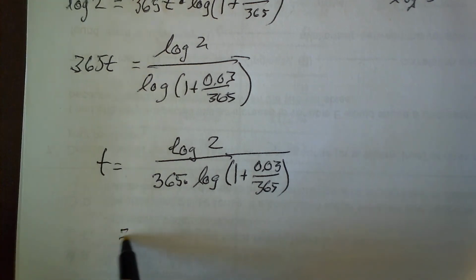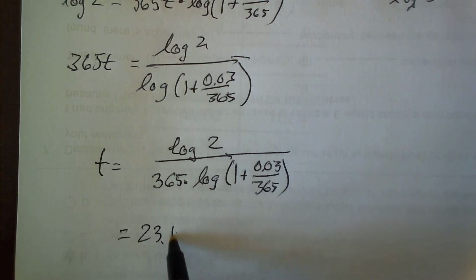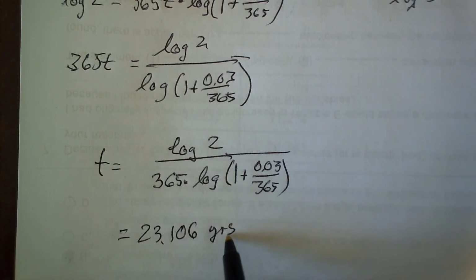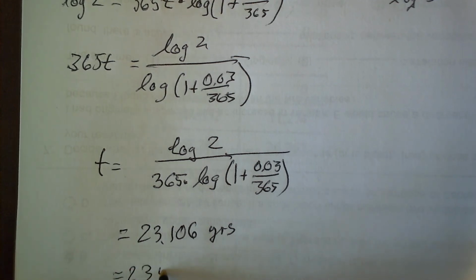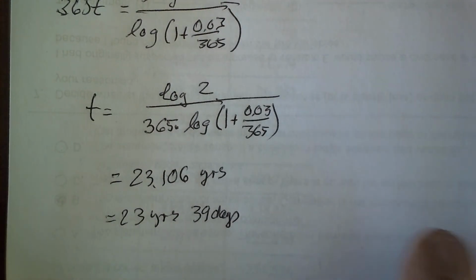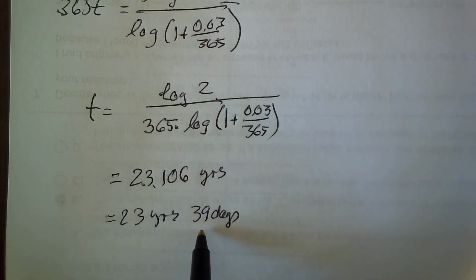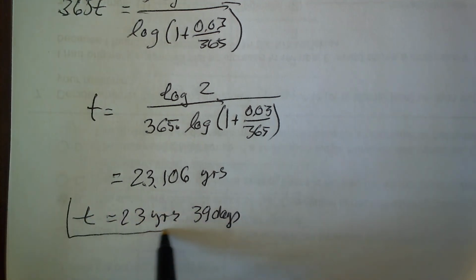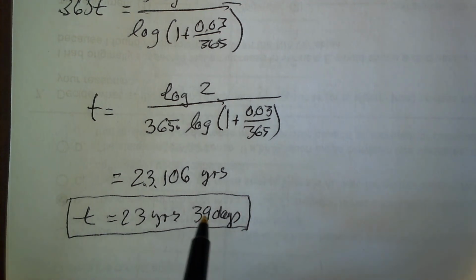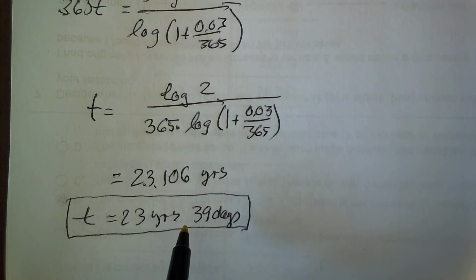And that turns out to be 23.106. And remember, this is now years. And that's not a very helpful expression, except for the 23 years. So what is 0.106 of a year? Well, that's about 23 years and about 39 days. So this is mathematically correct, but it's not a helpful expression. So we need to convert the 0.106 to 39 days, and that will be the answer. So that investment would double, given that the interest rate is 3% and it's compounded daily, in 23 years and 39 days.